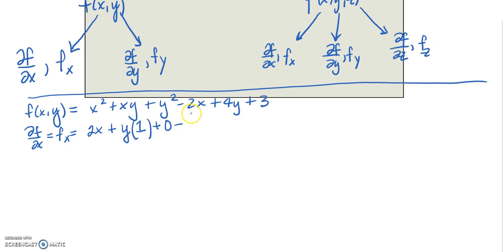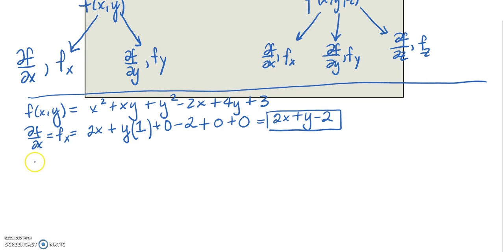Minus derivative with respect to x. Here, for the minus 2x, it's just going to be a minus 2. Plus the 4y. The y is not the variable of interest. I'm not letting y change, so that's a 0. And then plus 0 because my 3 is a constant. So what do I end up with? I end up with 2x plus y minus 2 as the partial derivative of f with respect to x.